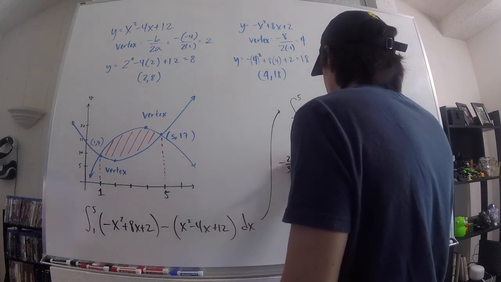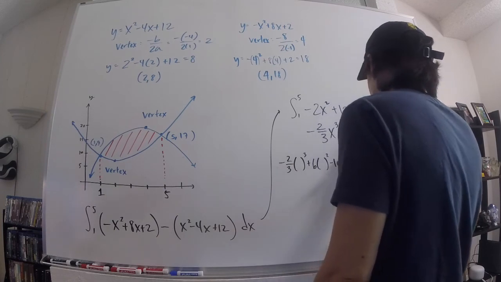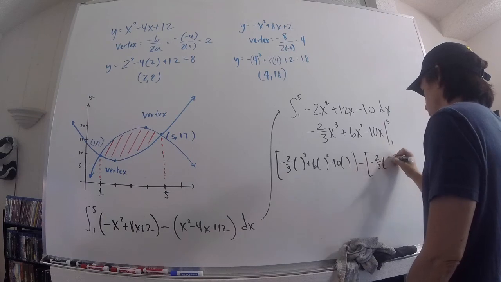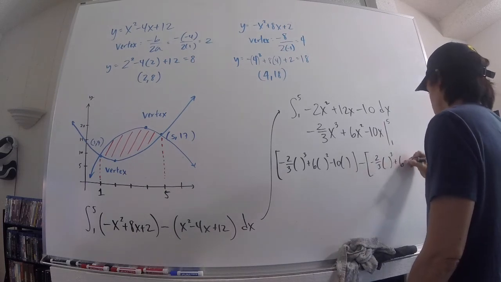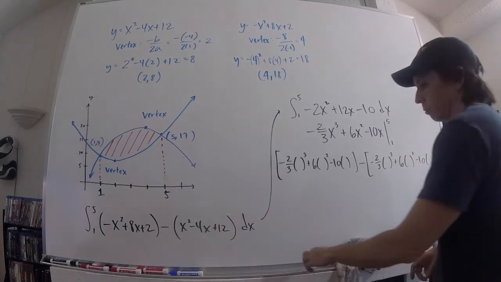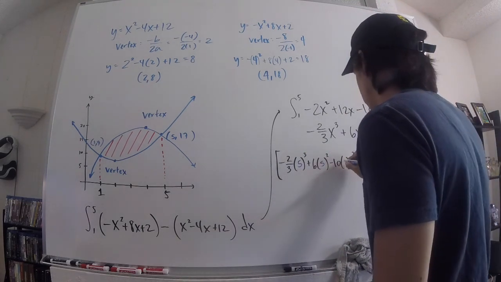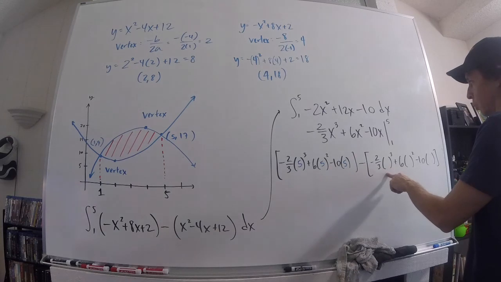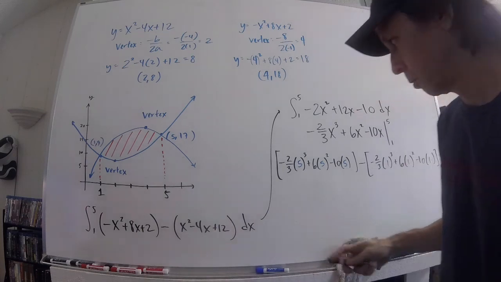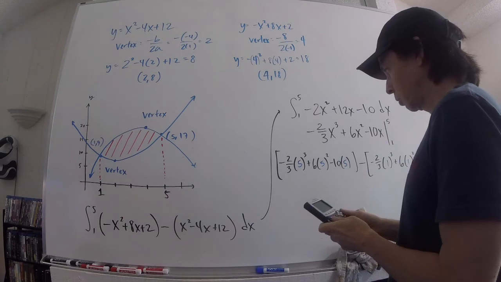Oh lordy. Who came up with this problem? So ugly. Plug in the 5 first. Then minus, plug in the 1 next. Whew. Okay, it's going to be 125.